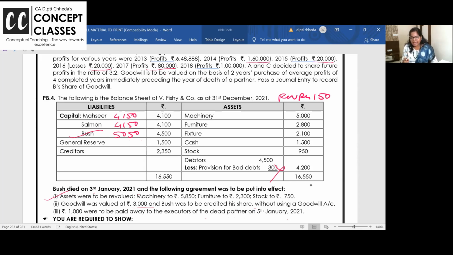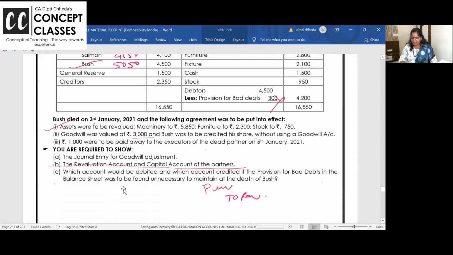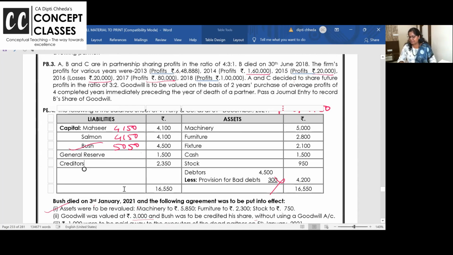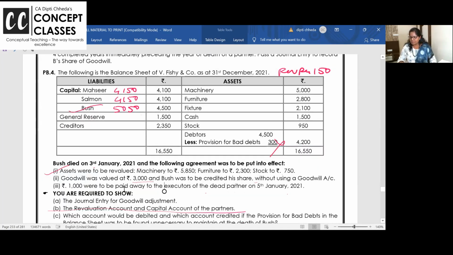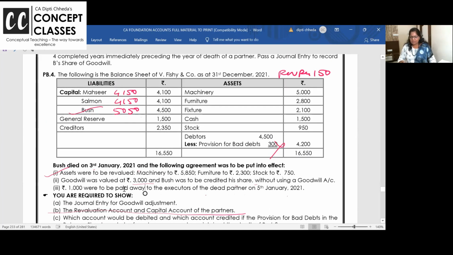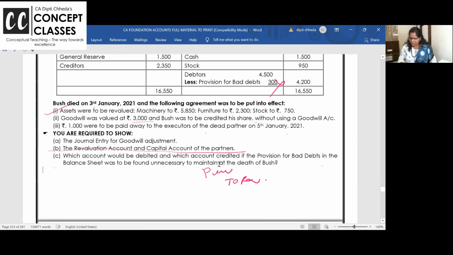If you are not getting anything in the fourth problem, message me. Just look at today's class. Don't see the number of problems. Usually we do only 2, and today we have done so many because this was very easy. Finish writing all answers. Don't prepare the balance sheet. Just prepare the revaluation account and partners capital account and comment on this. Okay? Right. So that's all for today.